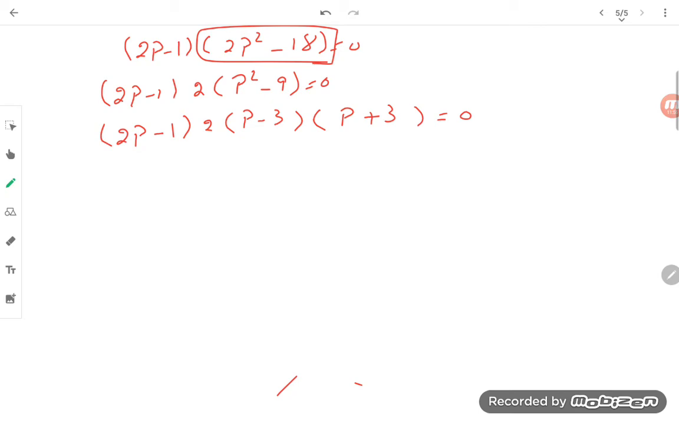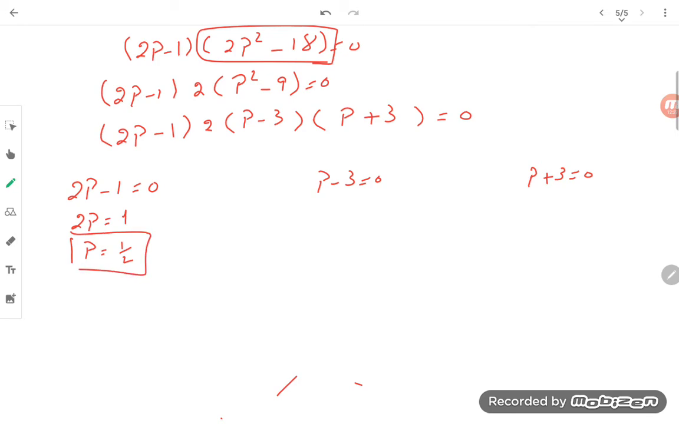Now we have three different brackets as the power is 3, so the answers should be three different answers. So we can write it as 2b minus 1 equals 0, or b minus 3 equals 0, or b plus 3 equals 0. So in the first case, 2b equals 1, so b equals half. So this is the first price, it can be half.